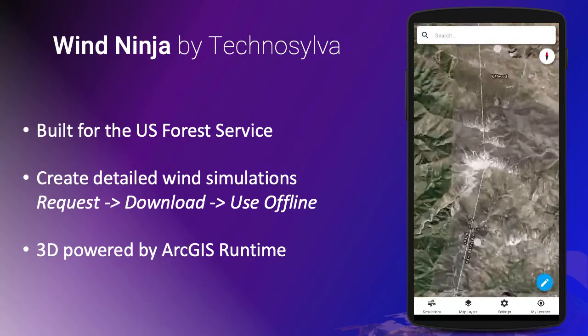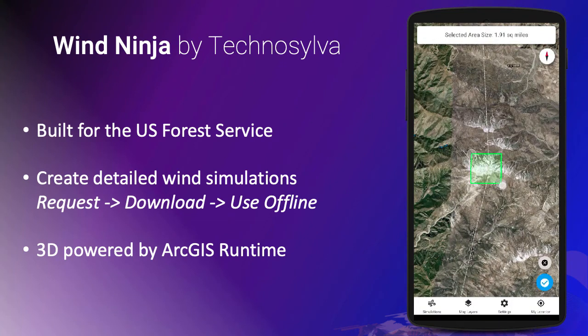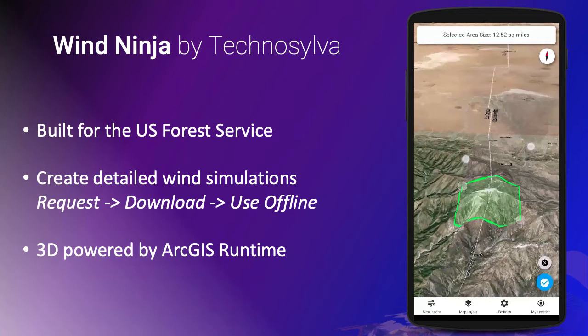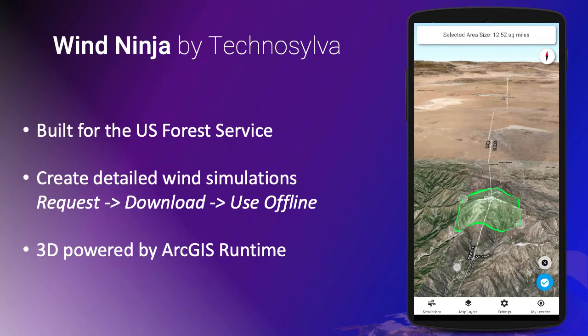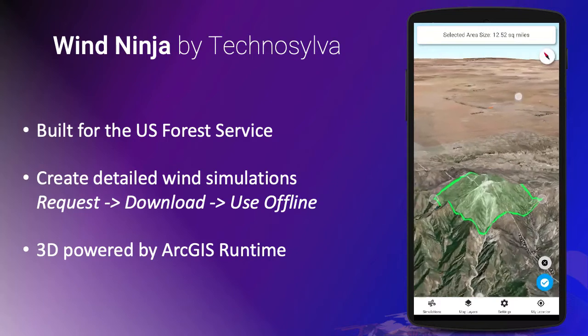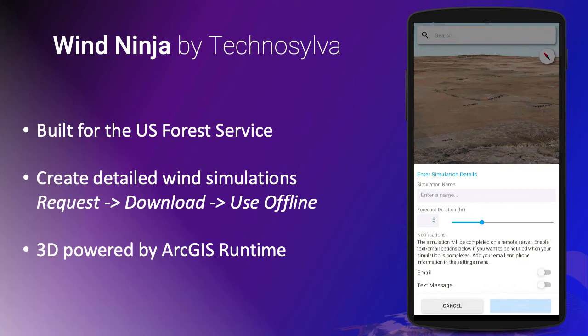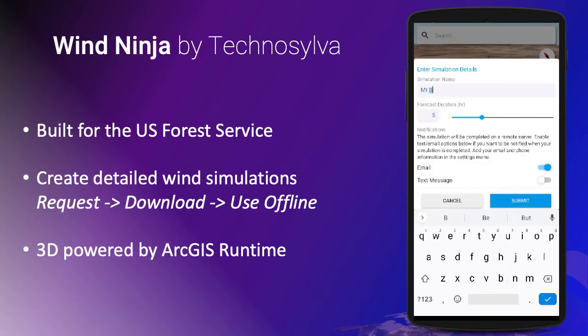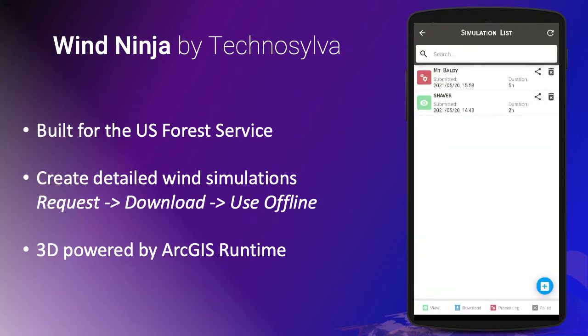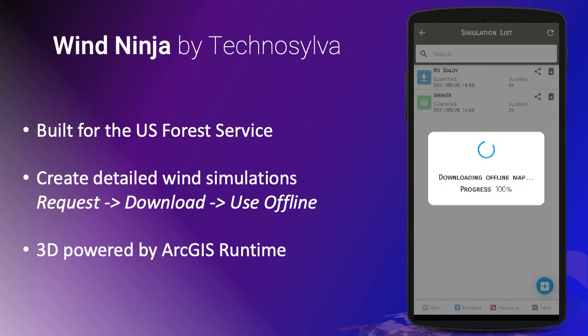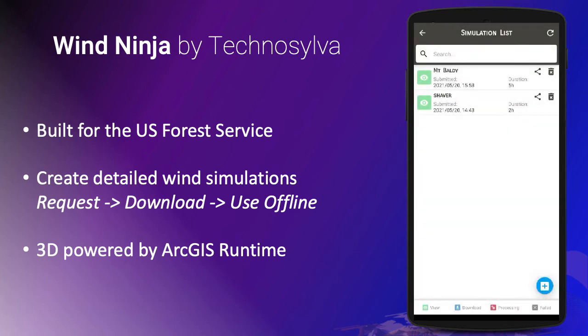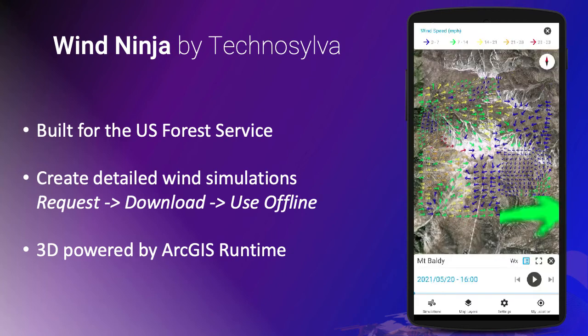One app that I really like is Wind Ninja by our partner Technosylva. This was built for the U.S. Forest Service. It shows detailed wind information, higher detailed wind information than you can get from basically any other service. It allows you to zoom into an area, select it, and then send that up to be processed in the cloud, and then you'll pull down that detailed wind information. So imagine if you're going to go hiking on a place like here, like Mount Baldy, if you want to see, well, what is the real wind information going to be on these different approaches to the top of this mountain? This is a great app for doing that.